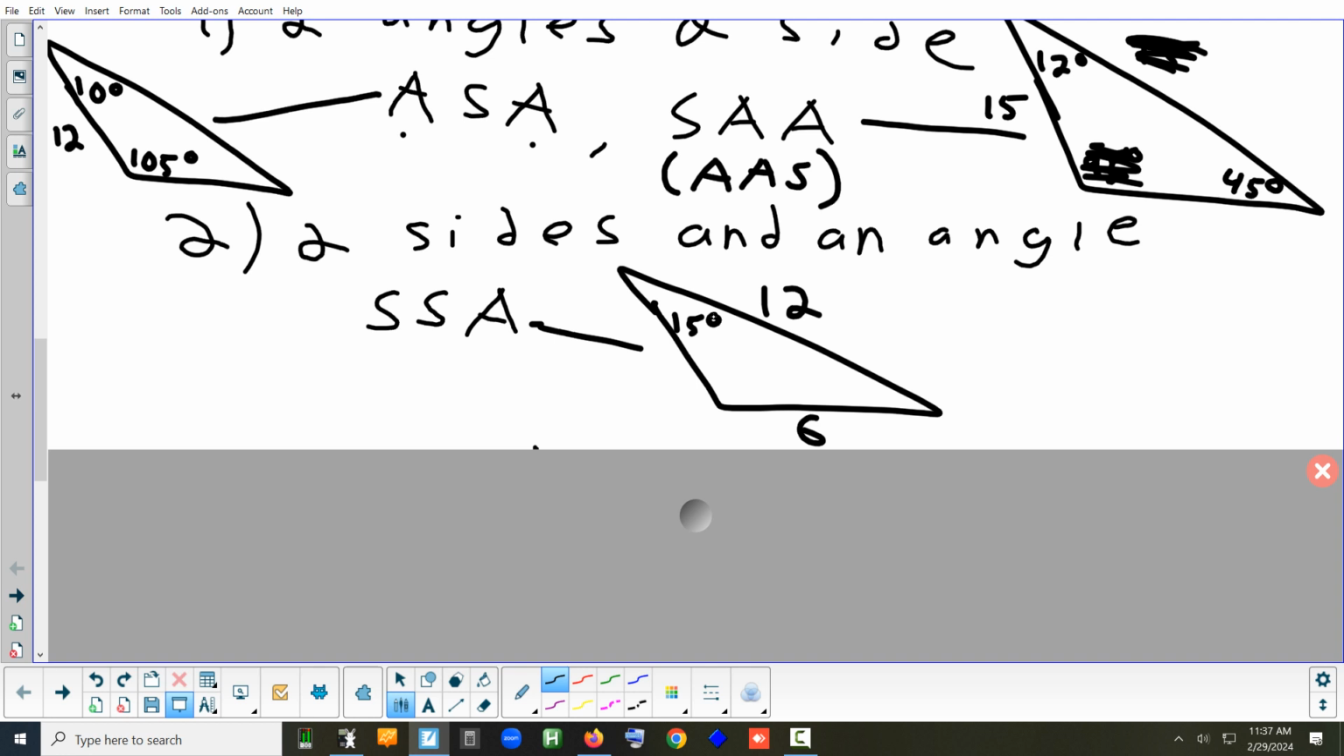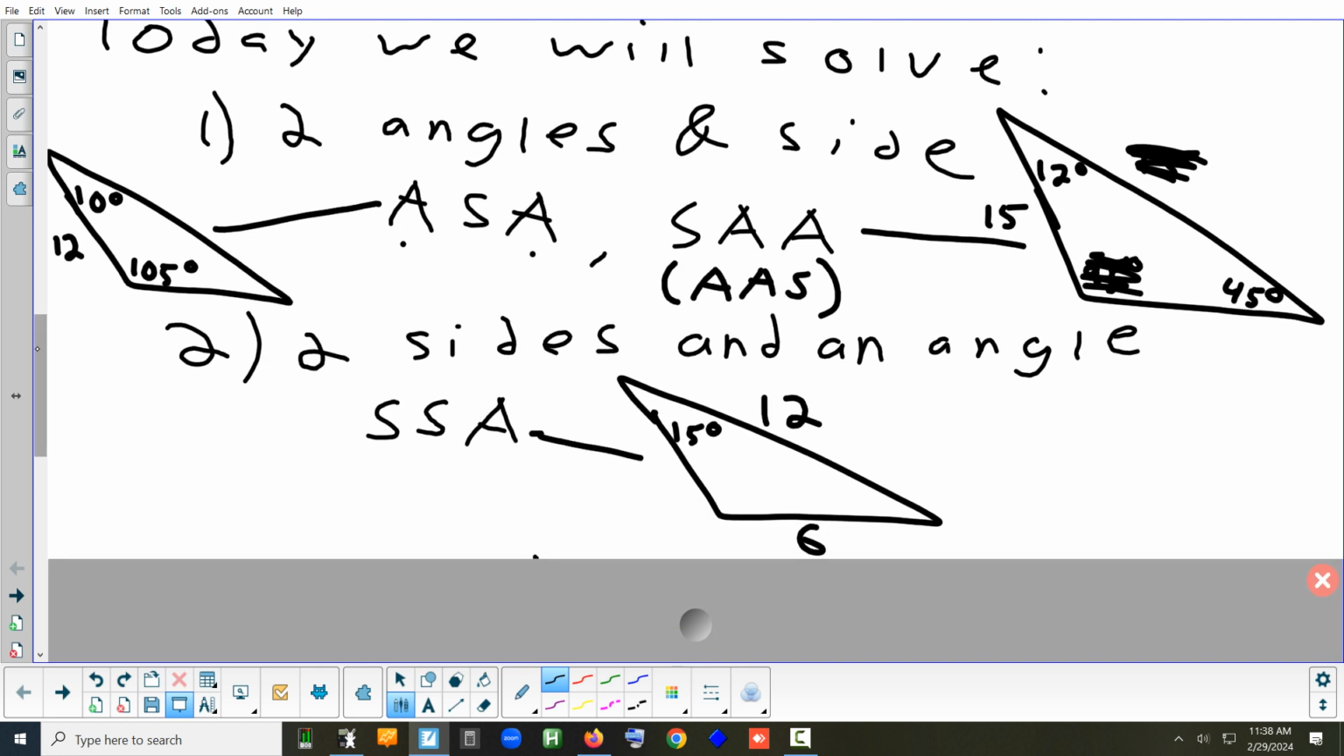Okay, and that's law of cosines. So the two types of problems we cannot do with this law are side angle side and side side side. If you're given all the sides in a triangle, or you're given two sides and an angle between them, this law doesn't work.